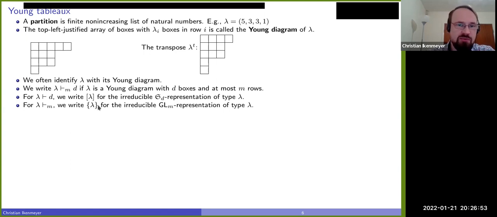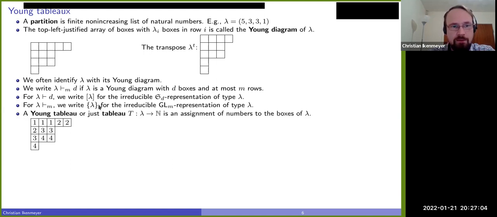So we do know explicit constructions of these. We know a lot about these, in particular explicit bases, using tableaux actually. These are defined using tableaux, and I will talk about this in a second. So what is a Young tableau? A Young tableau, or just a tableau, is a map from the boxes of the Young diagram to the natural numbers. So you're writing natural numbers in the boxes. It's an assignment of numbers to the boxes, like this one here.